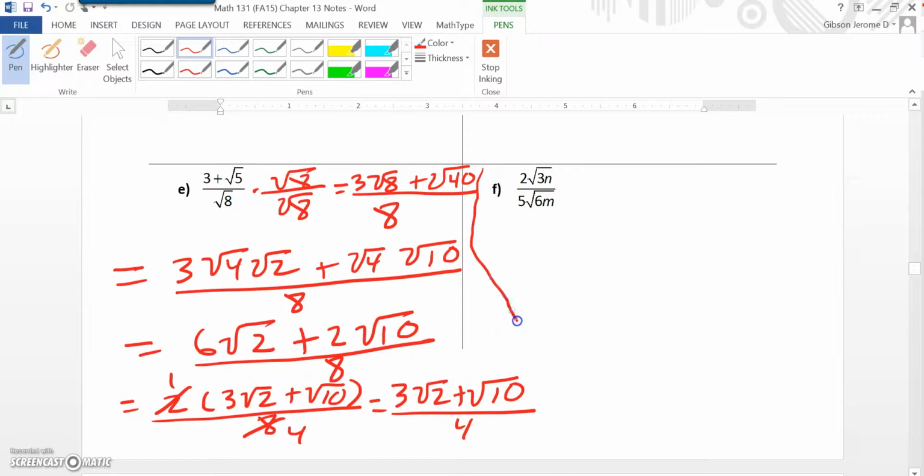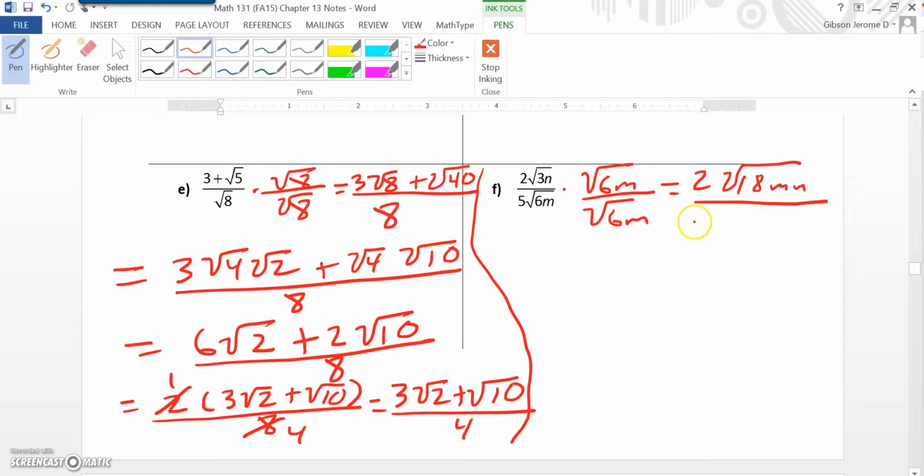Now we go here to F. Now with F, we need to rationalize our denominator. So we multiply the numerator and denominator by the square root of 6m. So now in our numerator, we will have 2 times the square root of 18mn all over 5 times 6m. Because the square root of 6m and square root of 6m is 6m.